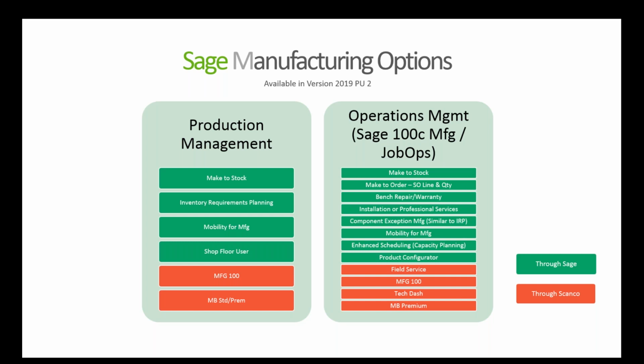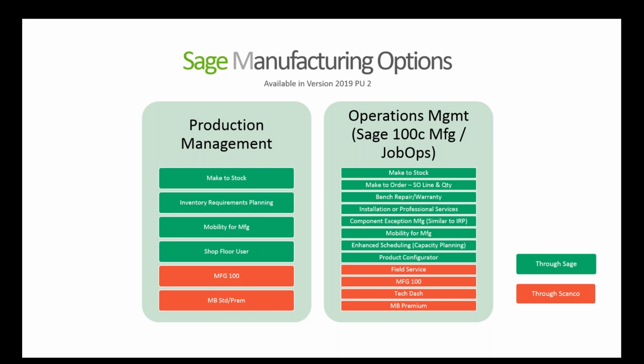And then we've added mobility for manufacturing and shop floor user for that data collection out on the shop floor. So it allows them to collect the transactions out there without having to do any data entry into actual Sage 100. Obviously, the items that are in green are on the Sage price sheet. The items that are in red are on the Scanco price sheet. And we also have Manufacturing 100, which is a step up from shop floor user, as well as our multi-bin standard and premium that will be coming out in the next couple of months to be compatible with production management.